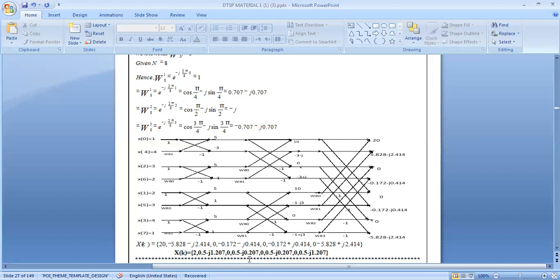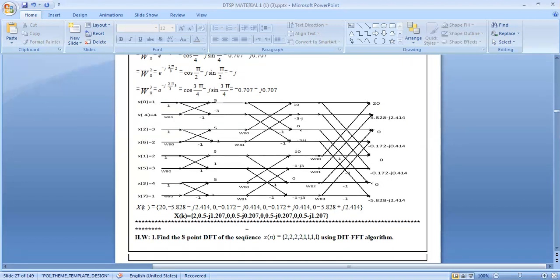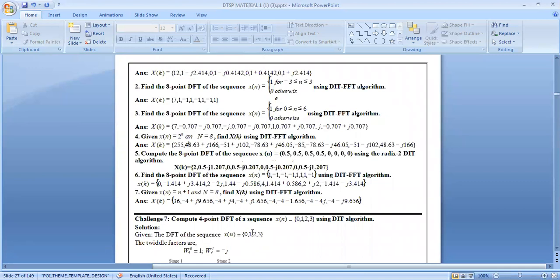The length of the values can be reduced when you are dividing by the value of 10, so you will be getting this answer. Okay, so this is the way to proceed with the DIT-FFT algorithm.